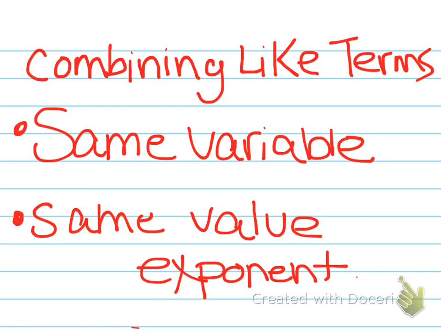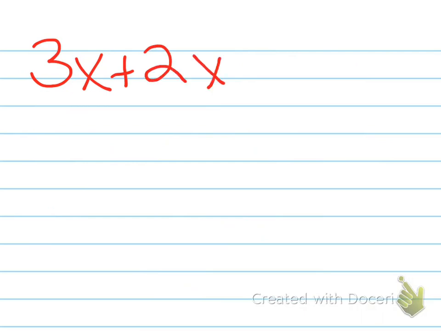All right, let's look at an example. So if I had 3x plus 2x, you can add these together. And you know you can because they have the same variable, x, and they both have x to the first power, so they have the same value as an exponent. So 3x plus 2x gives you 5x.